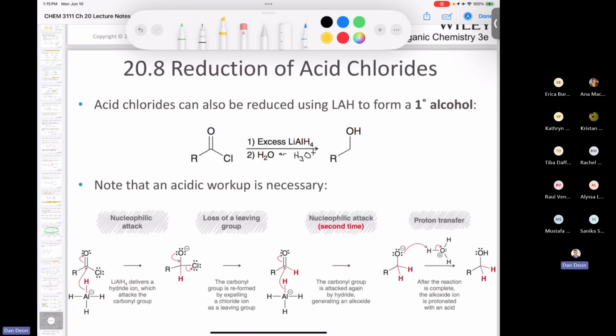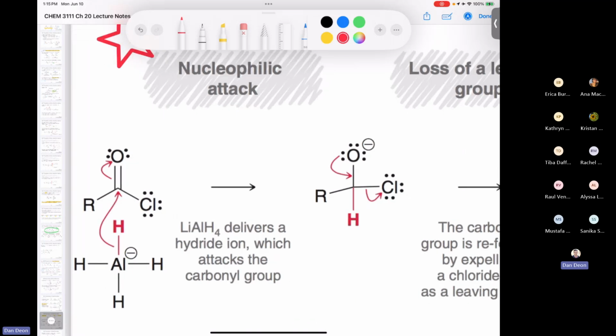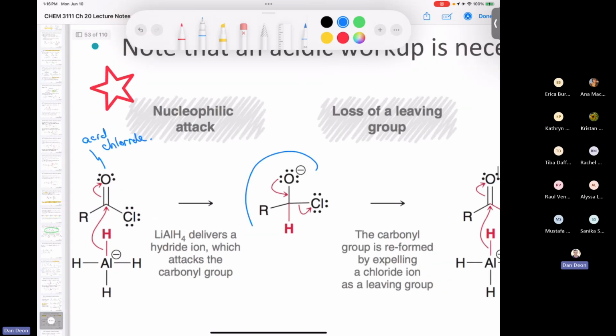So pay close attention. Acid chloride, LAH, gives you a primary alcohol. And the mechanism is shown down here. I'm going to put a red star by this because I think it's important that you understand this mechanism. There's kind of two parts to it. The first part is a nucleophilic attack by the aluminum hydride on your acid chloride. So this is your starting acid chloride, which is very reactive. And aluminum hydride is a very reactive ion. So it delivers the hydride and we end up forming the tetrahedral intermediate.